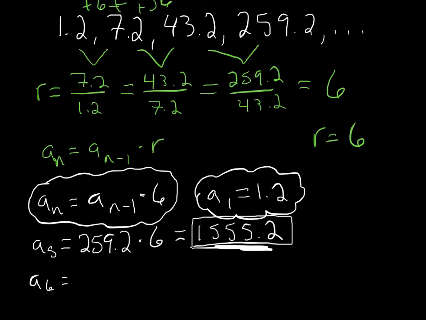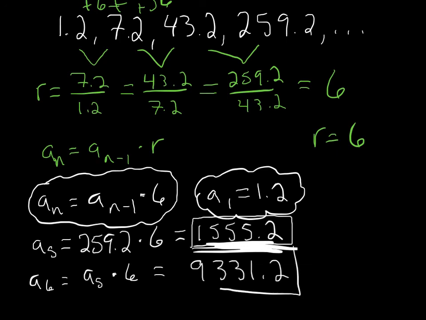So now to get the next term, we take whatever a sub 5 is, which is this 1,555.2, and we multiply it by 6. So all I have to do in the calculator is times 6. You should get Ans times 6, and that should give you a number of 9,331.2. And there's the recursive formula worked out for you. It's very simple, and it's an easy way to get the next few terms.